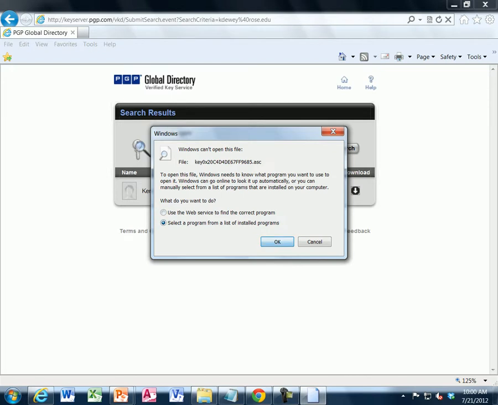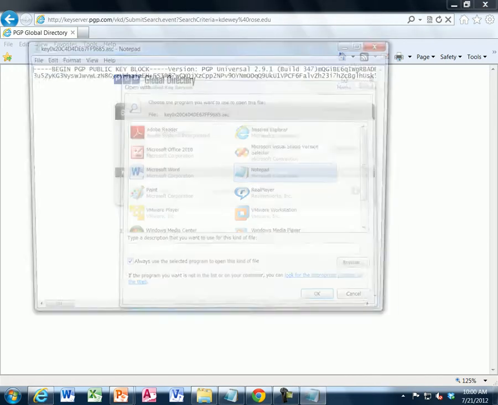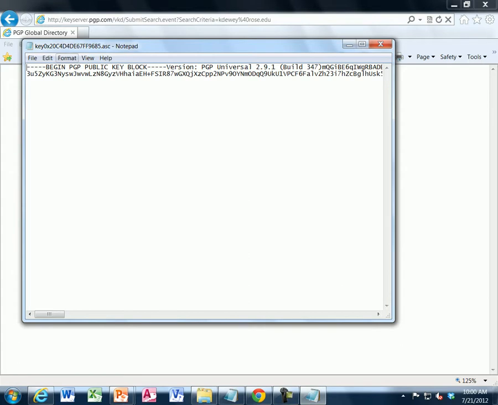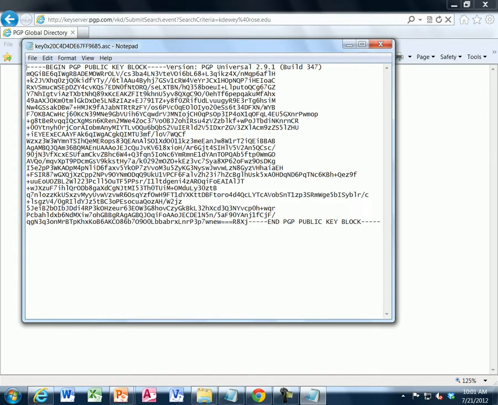Let's open it. Select a program. Use Notepad. Wow, I actually downloaded it. Very nice. I'm impressed. All right, there is Ken Dewey's public key.